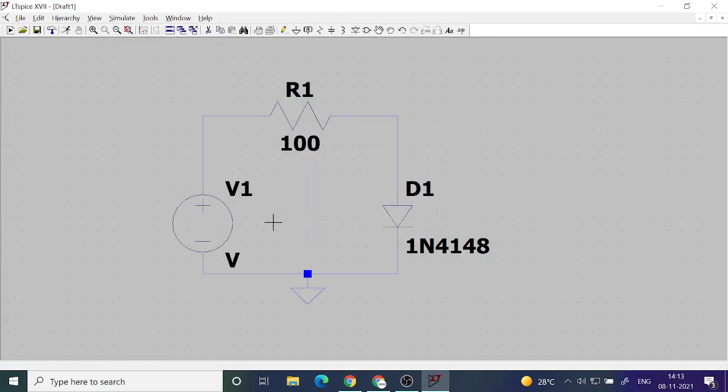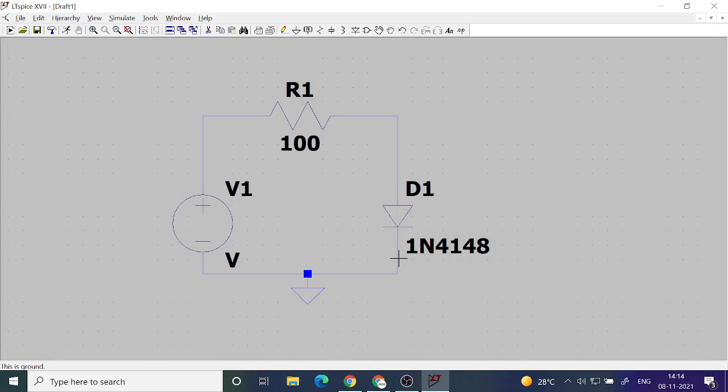We will vary this voltage, and when you vary this voltage, the voltage that will come across the diode will also vary, which I will refer to as the diode voltage. And when the voltage across the diode varies, the current flowing through it also varies, which I will refer to as diode current. So diode characteristics is a plot between diode voltage and the diode current.